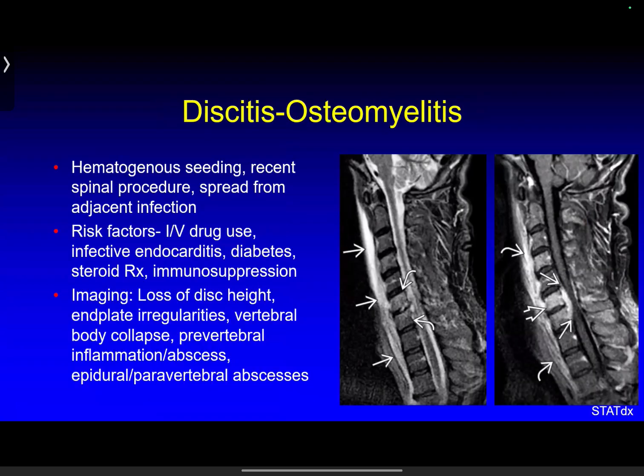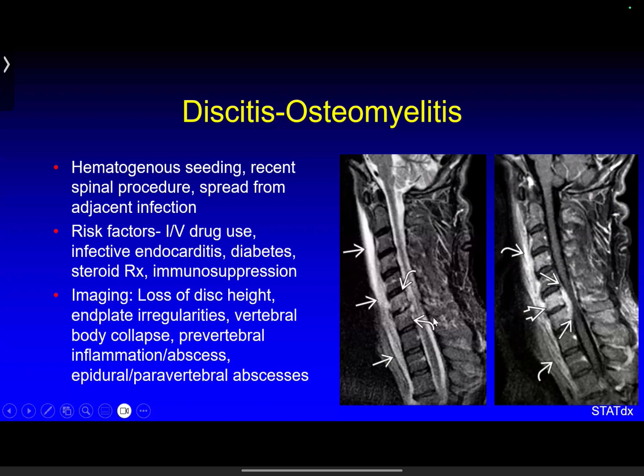Discitis osteomyelitis could be due to hematogenous seeding or recent spinal procedure, or it could be spread of adjacent infection, and this could be a cause of retropharyngeal abscess. The risk factors include IV drug abuse, infective endocarditis, diabetics, patients on steroids or immunosuppressants. It's better evaluated on MRI. On imaging, you will see a decrease in the disc height, which may contain edema or enhancement. You'll have cortical irregularity of the end plates with a progressive vertebral body collapse.